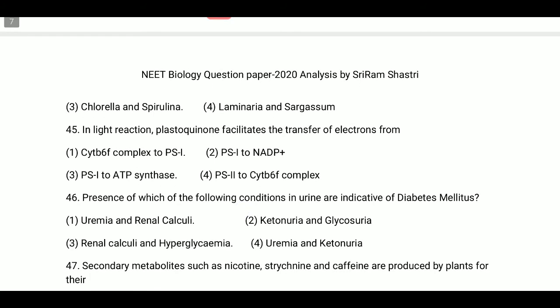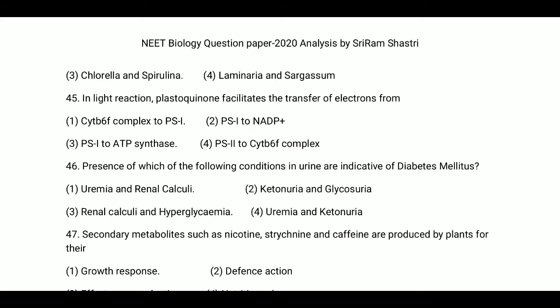In light reaction, plastoquinone facilitates the transfer of electrons from cytochrome b6f complex to photosystem 1, photosystem 1 to NAD+, photosystem 1 to ATP synthetase, photosystem 2 to cytochrome b6f complex. Which one is right for this? The fourth option will be the correct one. Photosystem 2 to cytochrome b6f complex. Fourth option is right. The Z scheme of electron transport, you have to remember for this.